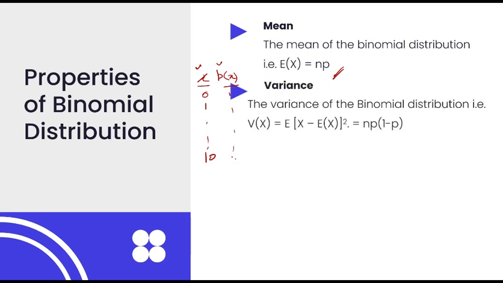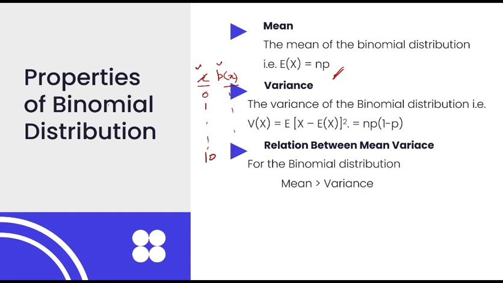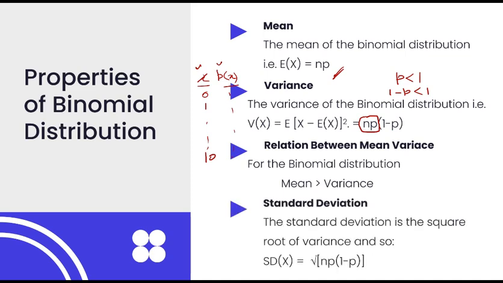Now, the variance is np into 1 minus p. This takes me to a very interesting relationship between mean and variance. In a binomial distribution, the mean will be greater than the variance, because your value of p is less than 1, and so 1 minus p will also be less than 1. Here, this is your mean, and you are multiplying the mean with a number which is less than 1. So the variance will decrease even further. So the mean will be greater than the variance.